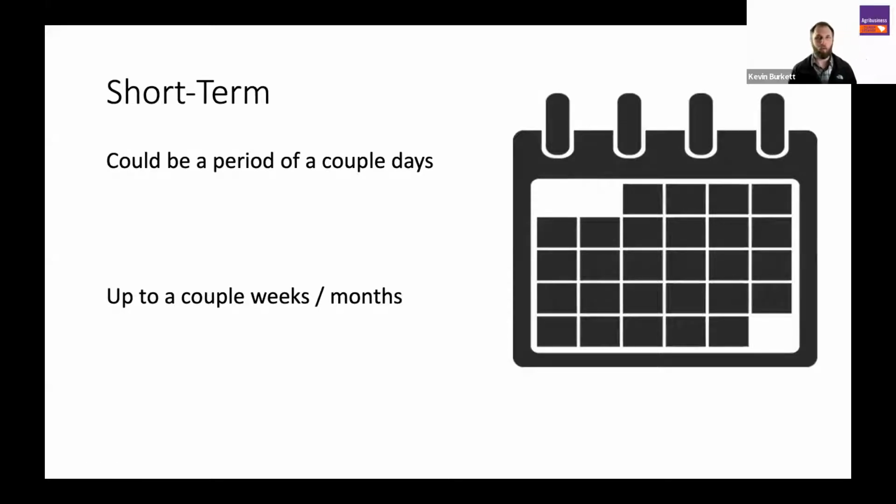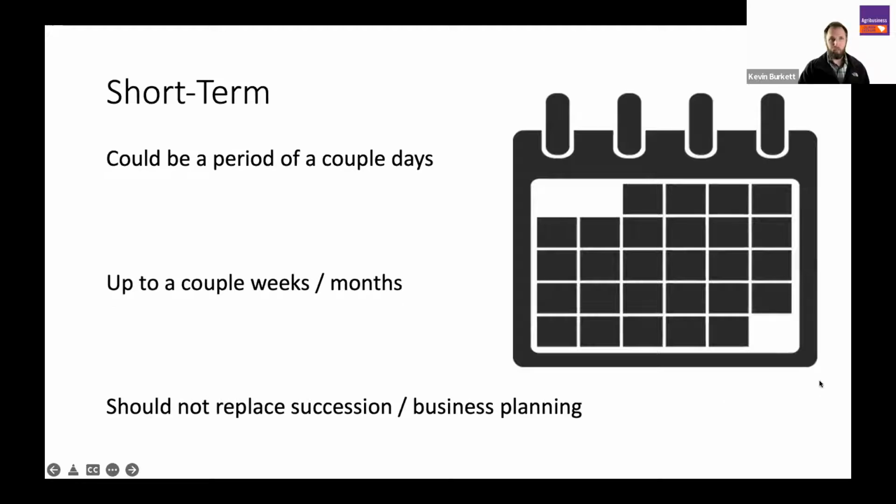So as we've mentioned, it is for a short-term scenario. This could be a period of a couple days, possibly up to a couple weeks or even a couple months. But it should not necessarily replace business succession or business planning. A succession plan is more like we want to transition the farm to the next generation, and we're going to do that over the course of the next 2 years. A lot of the information, roles, responsibilities and contacts that we talk about with this plan is affecting our succession planning.